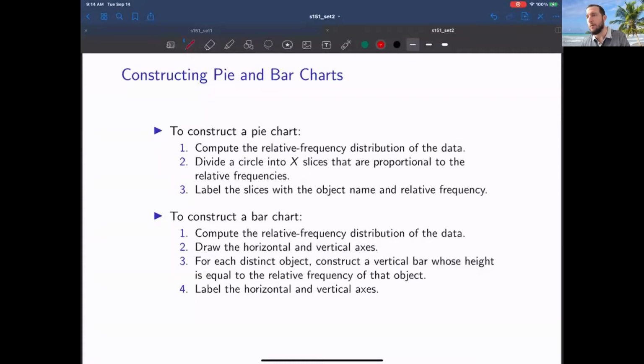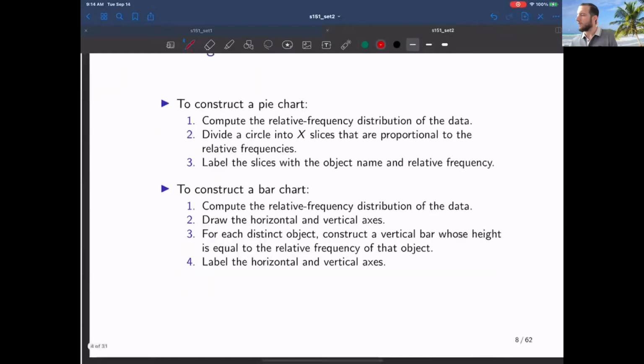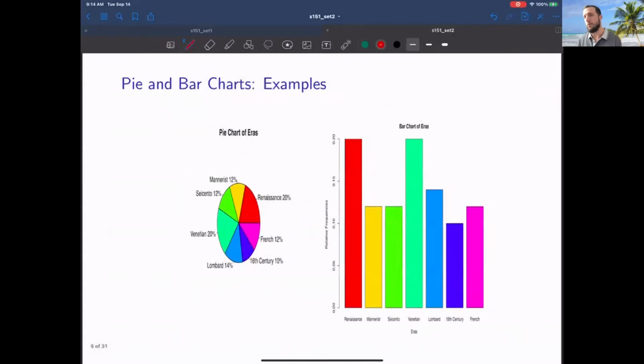So to construct a bar chart, we would start by sketching out an axis, an X and a Y axis. On the X axis, we would write down the labels. On the Y axis, we would write either the frequencies or the relative frequencies, and then we would draw a bar to the height of those values. So something like this here would represent the bar chart and the pie chart for the data set on era of classical painter.